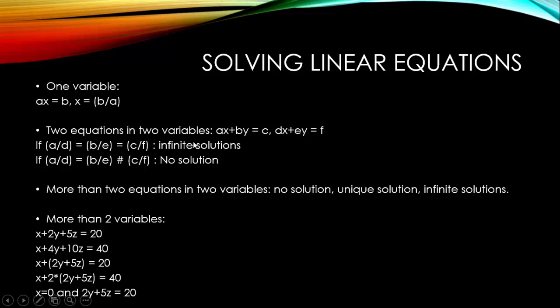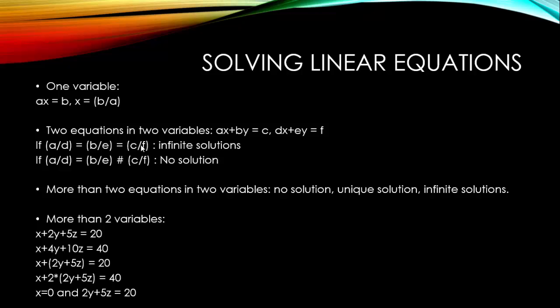Two equations in two variables. If you have a linear equation in two variables, you need at least two equations to solve for both variables. The general form is ax plus by is equal to c, dx plus ey is equal to f. If a by d is equal to b by e is equal to c by f, then there are infinite solutions. Any point satisfying one equation will always satisfy the second.